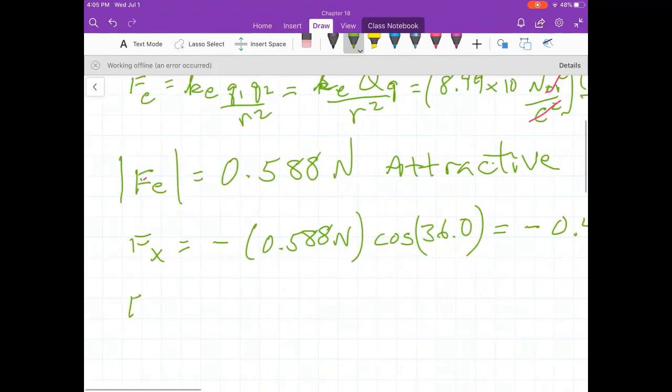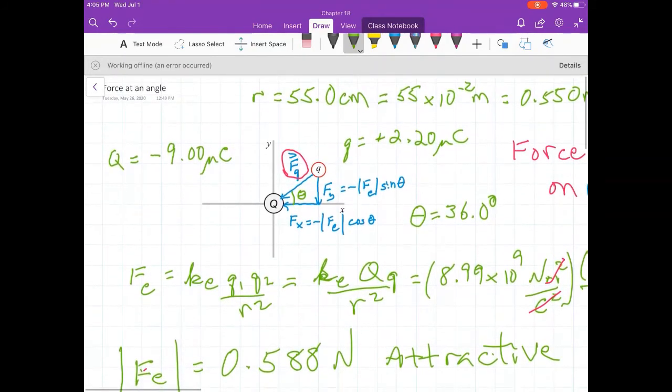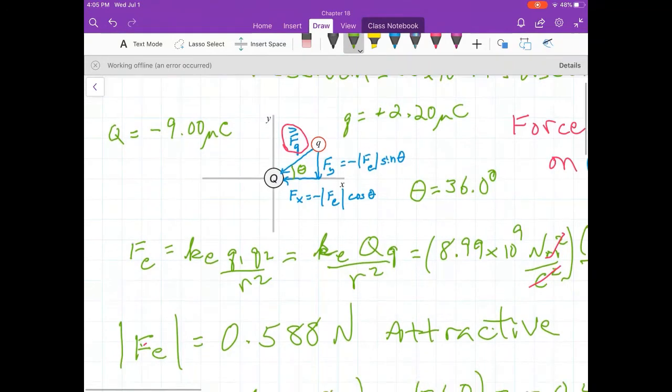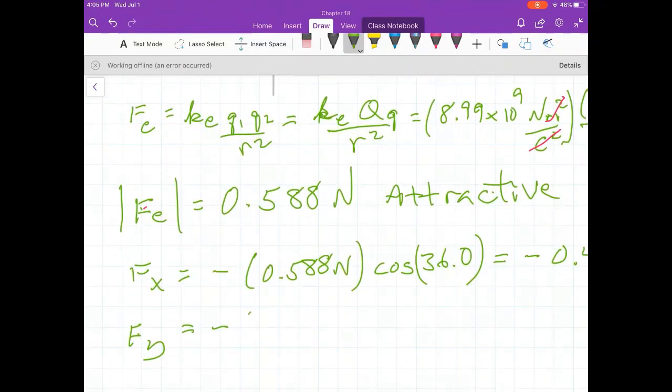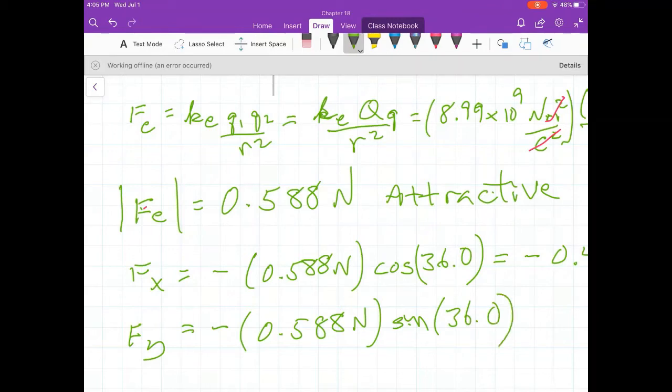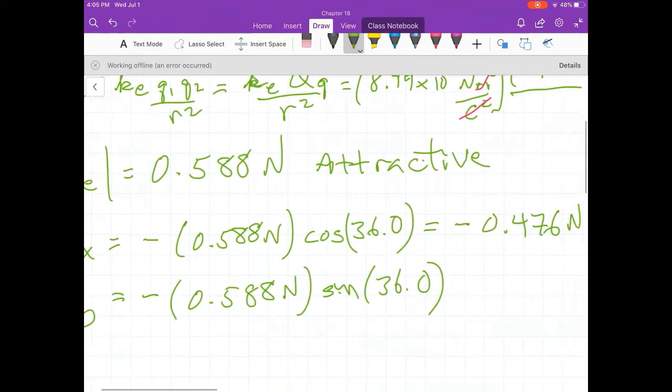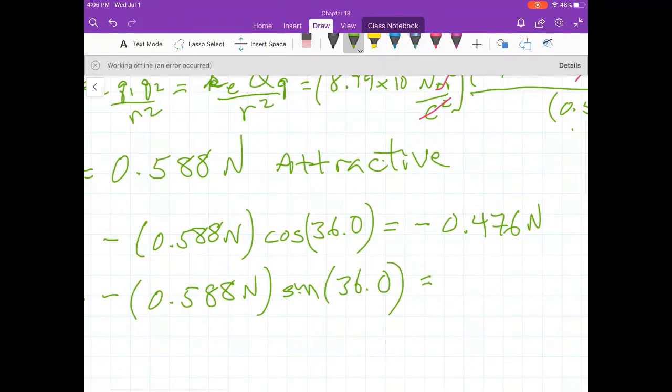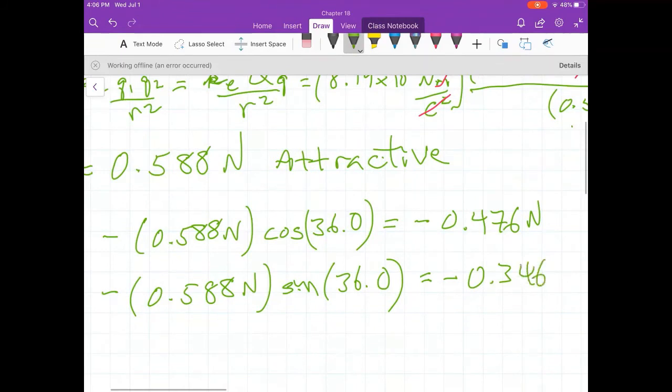The y component, the force on that charge is pointing down, negative times the magnitude of the vector, 0.588 Newton, times the sine of the angle. The y component equals minus 0.346 Newton. Okay.